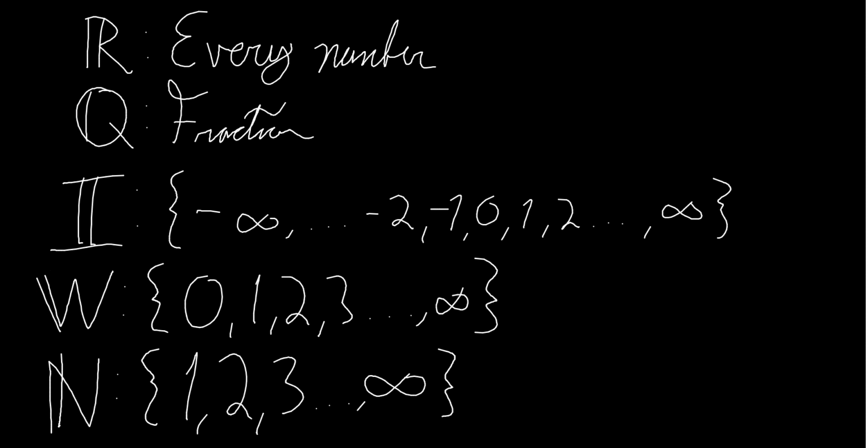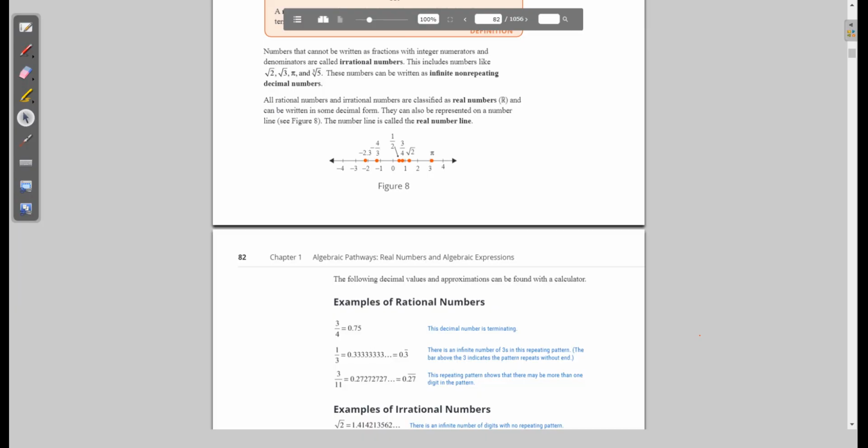Real numbers, as we mentioned, include every single number you could possibly think of, including these numbers up here that have infinite non-repeating decimal numbers.